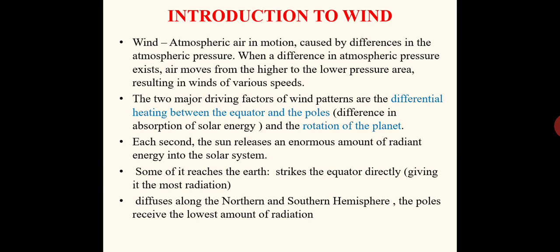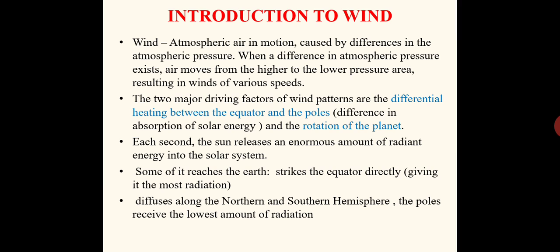The first one is differential heating between the equator and the poles, which means the areas in the vicinity of the equator will have higher solar radiation compared to the places at the poles. So the temperature near the equator will be much higher compared to the temperature at the poles. That we already know. That is the reason why the ice caps are there at both the north pole as well as the south pole. The reason is the low temperature existing there.